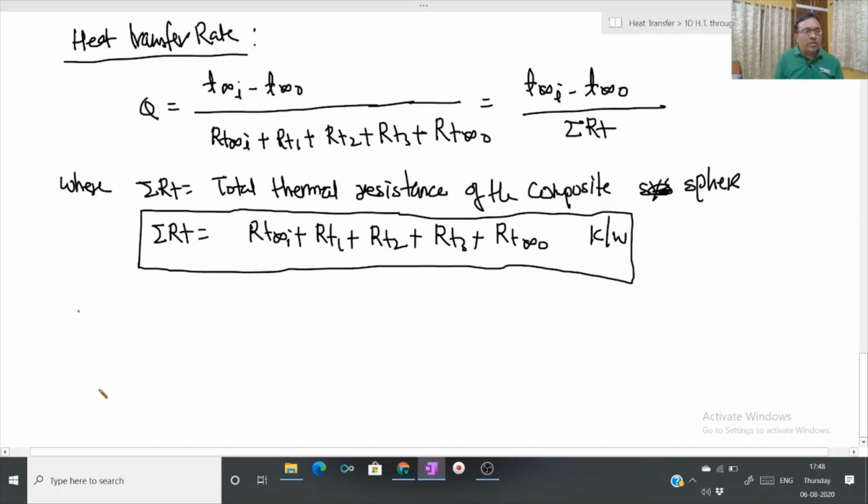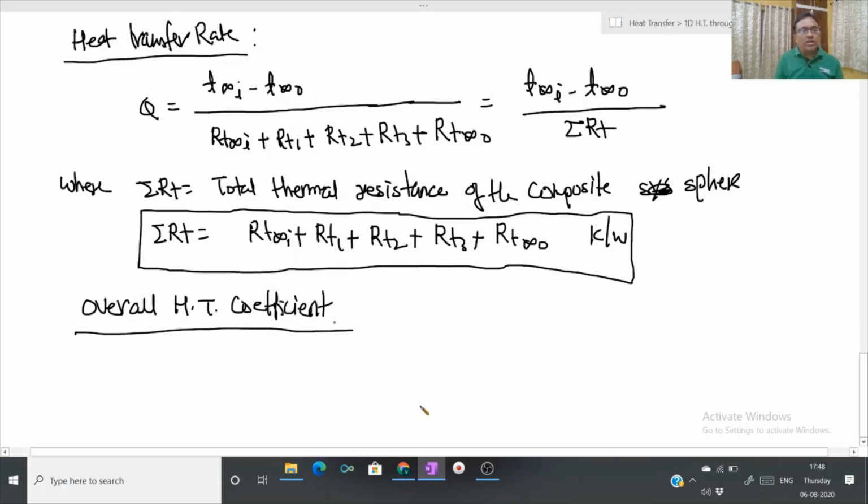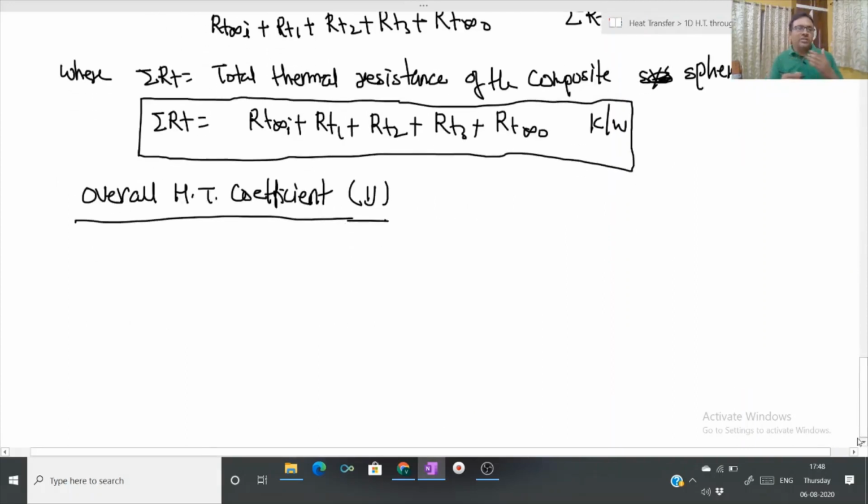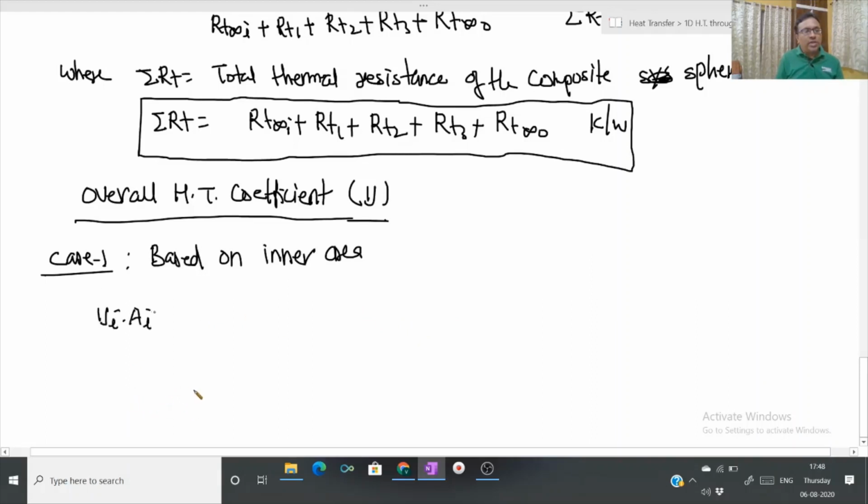Now I can also calculate the overall heat transfer coefficient, because whenever a combined mode of heat transfer comes into the picture, the overall heat transfer coefficient also comes into the picture. And we also know that for cylinders and for spheres, their inner surface area and outer surface area will be different. So we can have the overall heat transfer coefficient based on inner area. It can be given as Ui into AI equal to 1 over summation of RT. From this you can get the expression for UI.